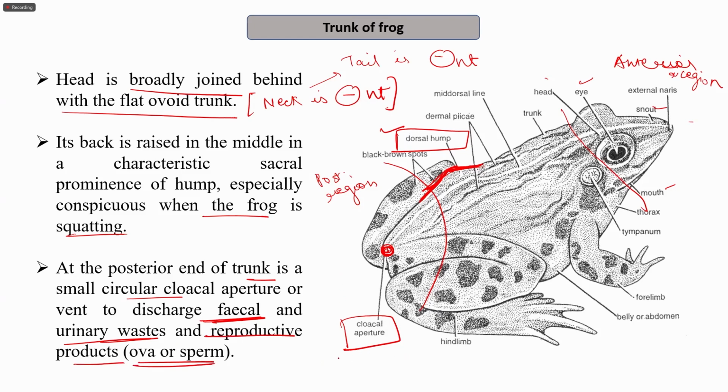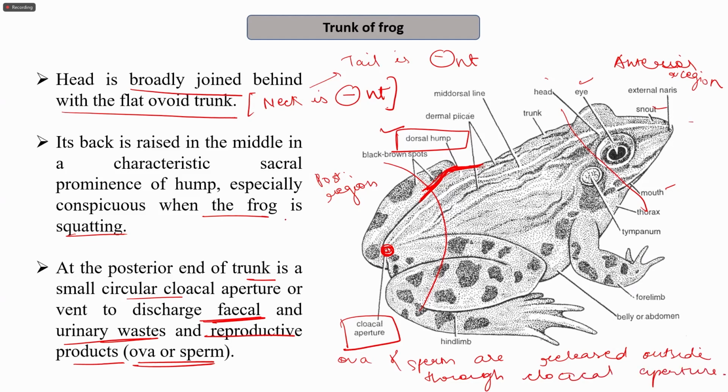We know that fertilization is external. We have already studied that. Therefore, ova and sperm are released outside through the cloacal aperture. So in frogs, we have a urogenital system, that is, the opening for both the urinary waste and reproductive products is the same, and it is through the cloacal aperture, which is present in the posterior region.